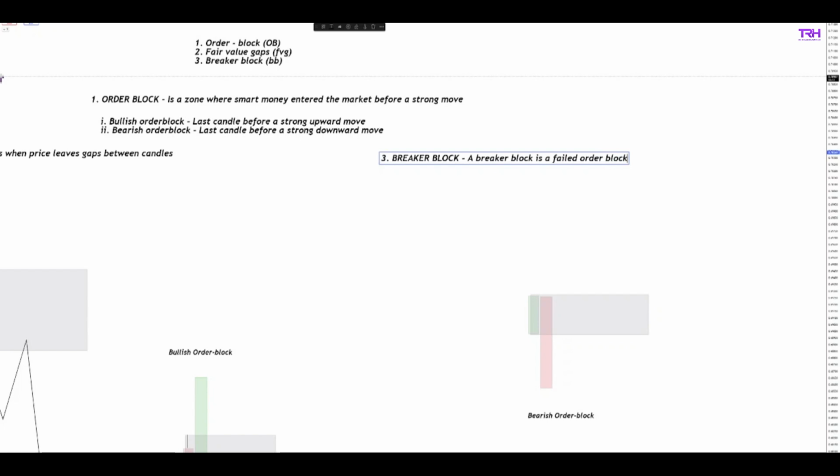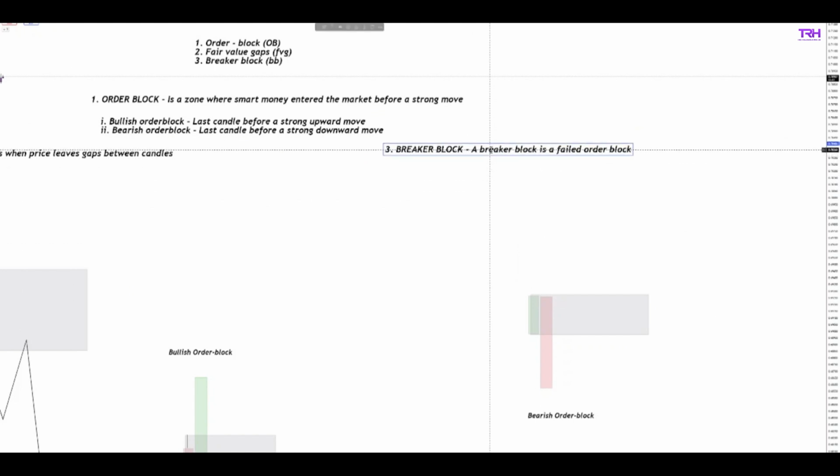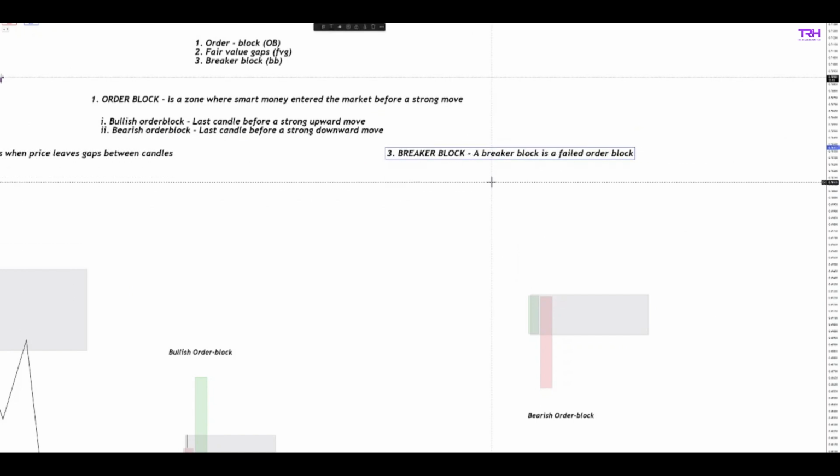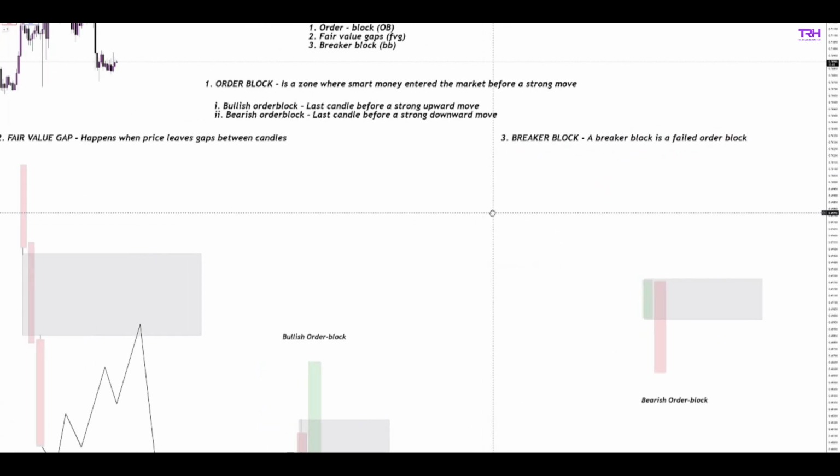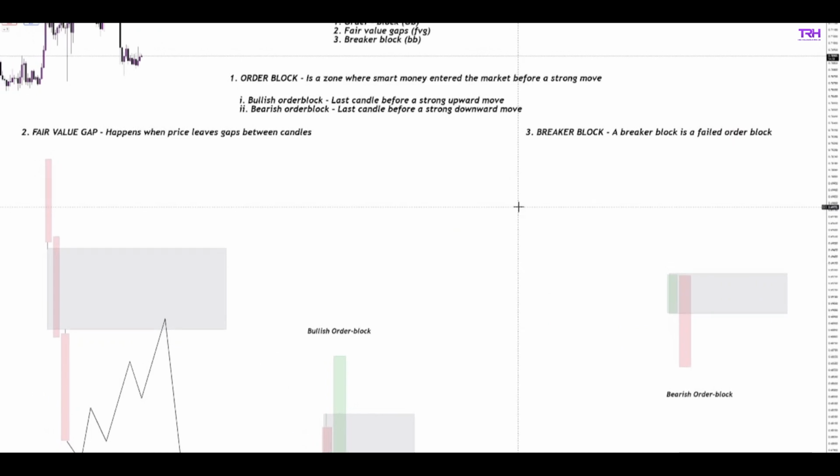It doesn't get simpler than that. It doesn't get easier than that, or harder than that, whatever. So a breaker block is a failed order block. It's a failed order block entirely.